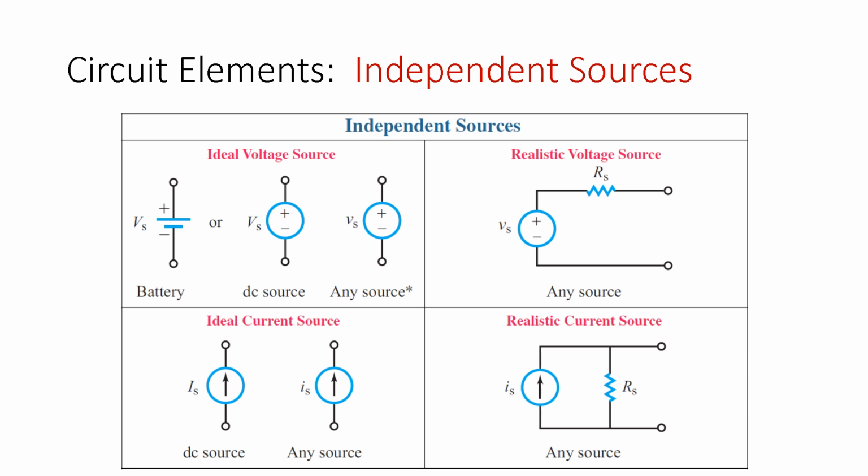For a realistic current source, it's the same deal, except it has a resistance in parallel with it. Between the realistic voltage source and the realistic current source, things are slightly different mathematically than if you use ideal. Early on, we're going to use ideal sources for a lot of our problems with resistors and capacitors until we get the fundamentals down. Then we're going to mix it up a little bit with a realistic current source.